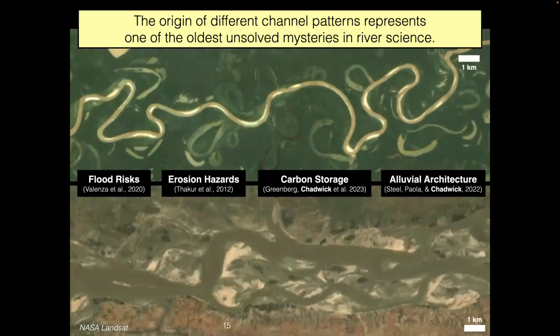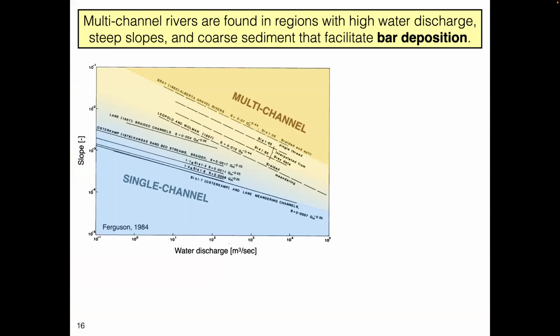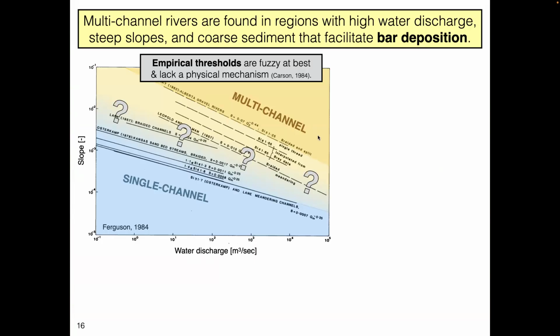A lot of previous work has looked at this problem, and one of the really important findings has been that these multi-channel rivers tend to be found in regions with higher water discharges, steeper slopes, and coarser sediment. Here's a nice plot from Ferguson showing just that. The y-axis is slope, the x-axis is water discharge for many different rivers in their compilation. These lines drawn here are all different studies that have tried to draw a line that divides the single and multi-channel regimes. I think you can appreciate from this that this boundary is kind of fuzzy. There are different lines in different places. And we also don't really know what the physical mechanism is when we look at it from this kind of empirical approach.